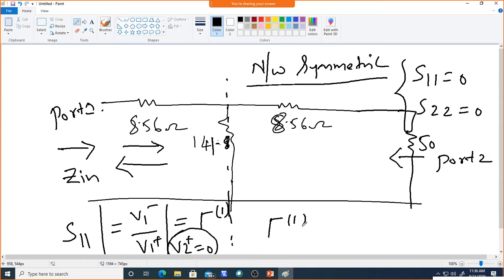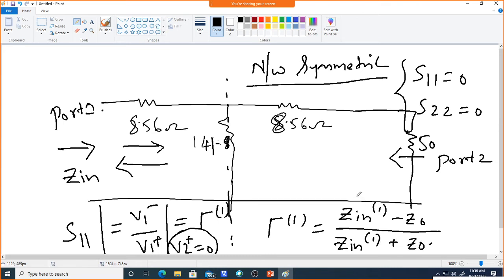Now in terms of impedance, how can we define the reflection coefficient? That is Zin at port 1 minus Z0 divided by Zin plus Z0. So now we need to calculate what Zin is. We don't know the value of Zin first. How can we calculate Zin?